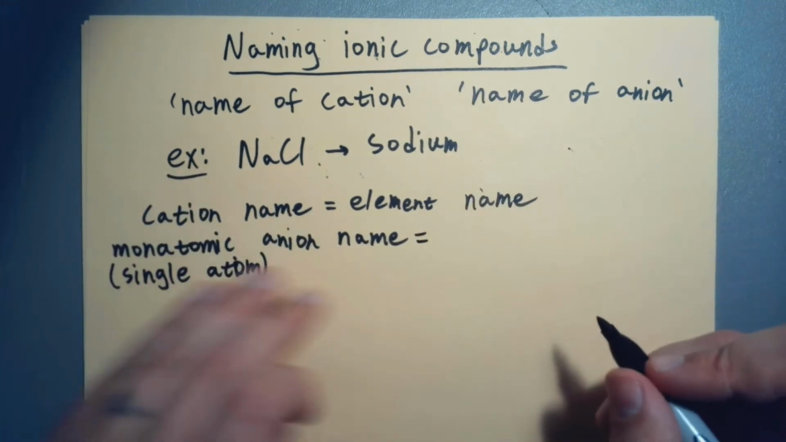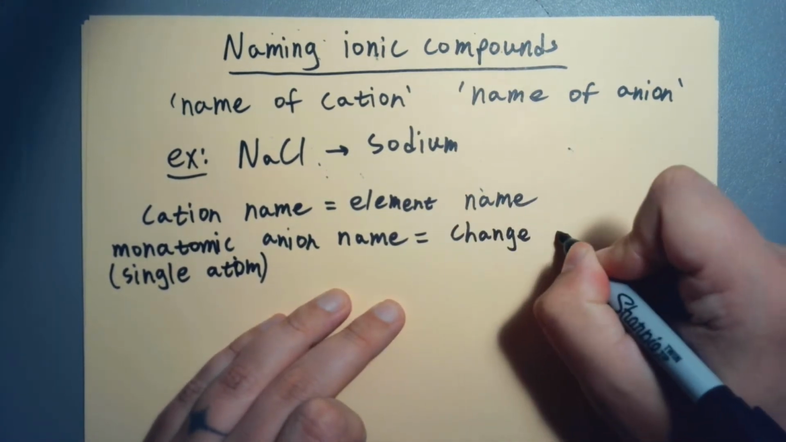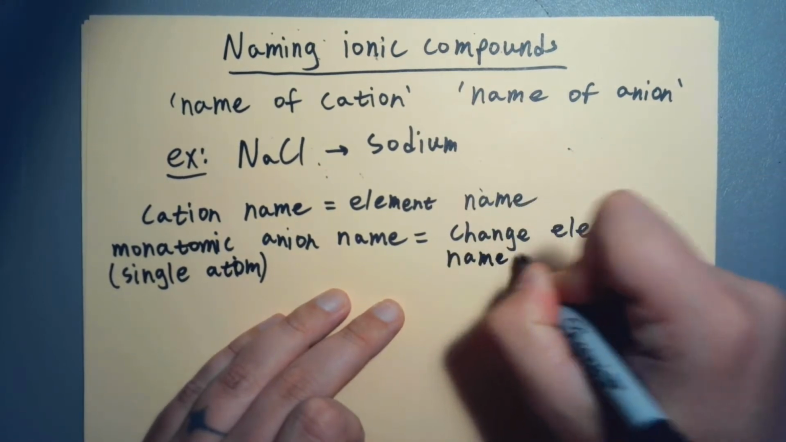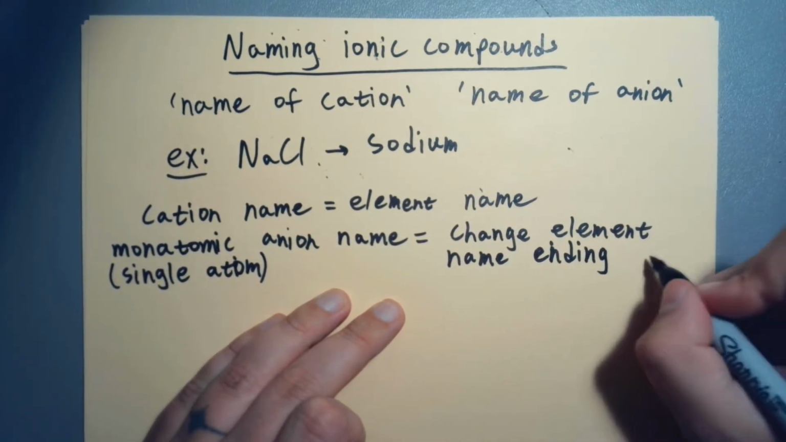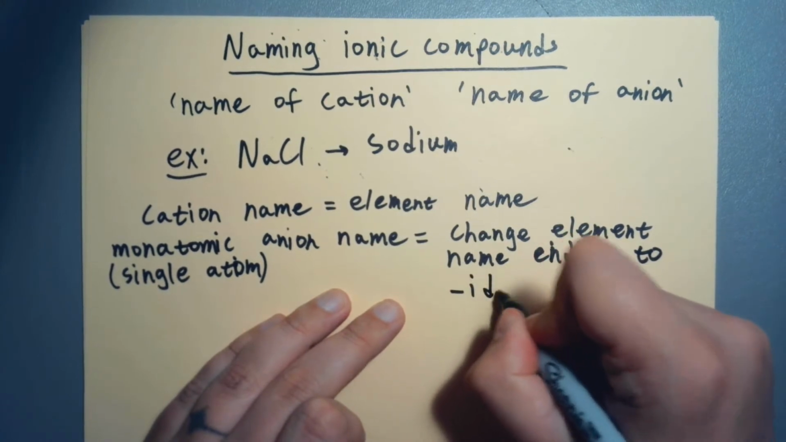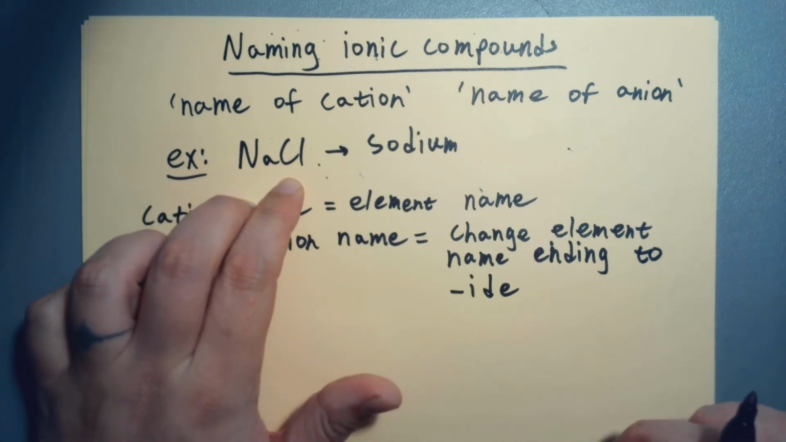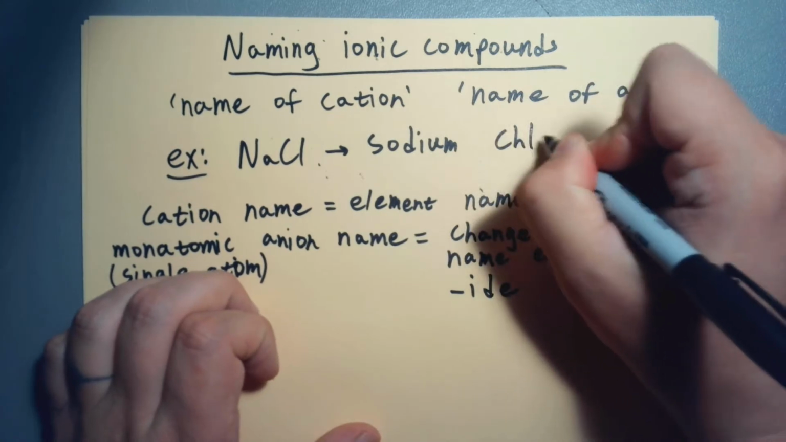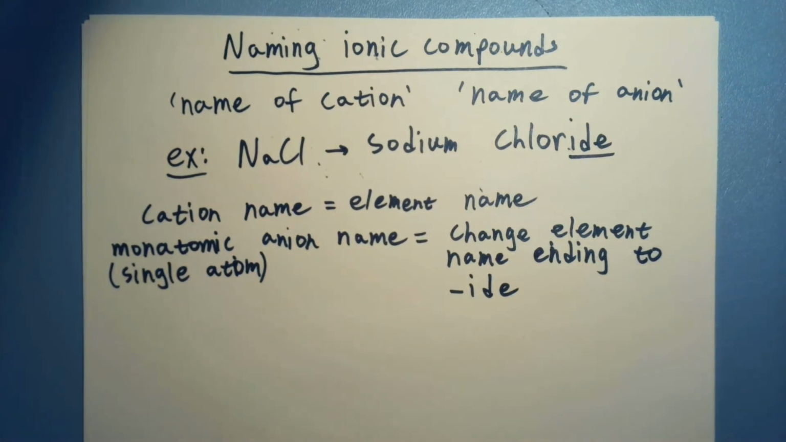Alright. And so what we do is we change the element name ending. Oops. Can't write and think at the same time today, apparently. To ide. So chlorine becomes the anion that is named chloride. Okay? So we change that ending.